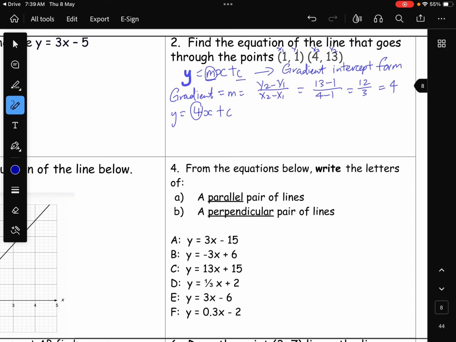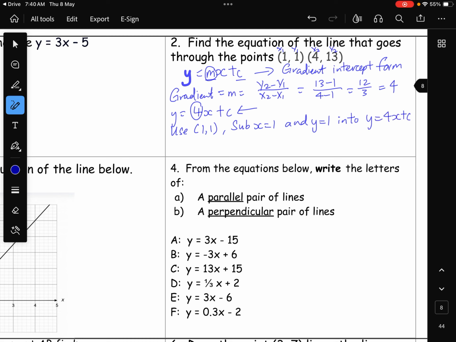But you probably realize that this number, which is c, does not have a value. And all we need to do now is to substitute any of the points, which is either (1, 1) or (4, 13), into the equation. We could choose either one, but in this case, I'm just going to choose (1, 1) because the numbers are small. But of course, if you prefer to use (4, 13), by all means go ahead. Now, I'm going to substitute x equal to 1 and y equal to 1 into the equation.